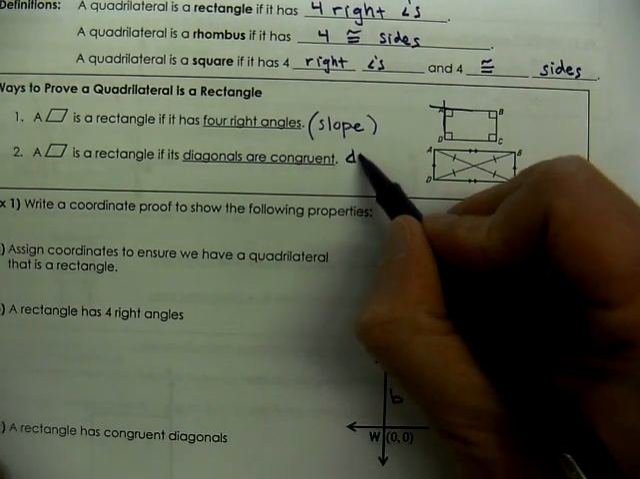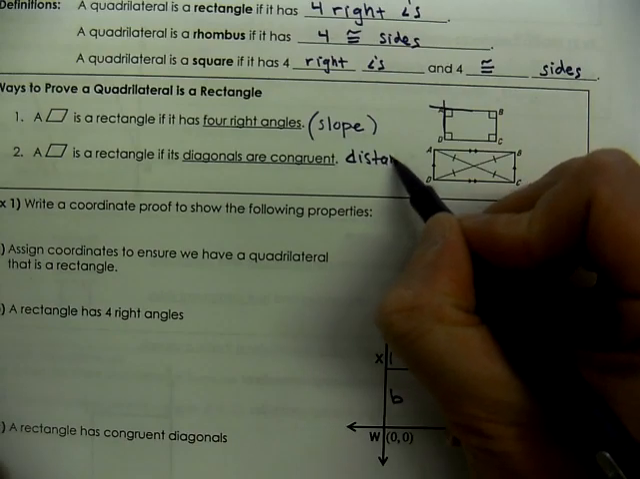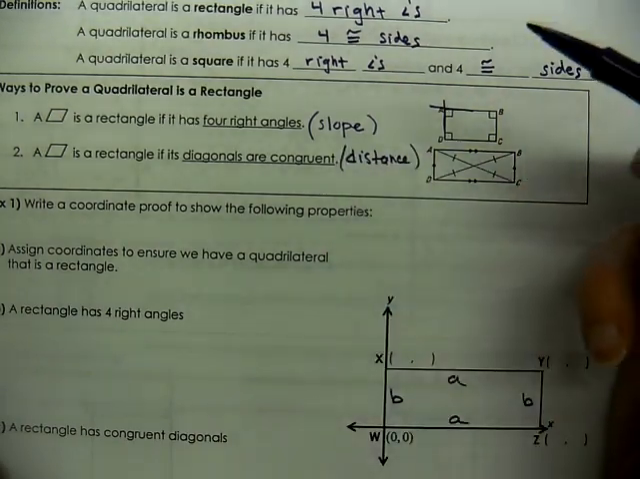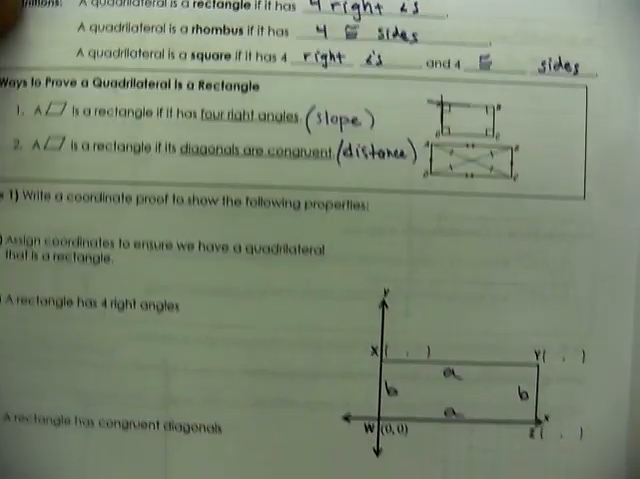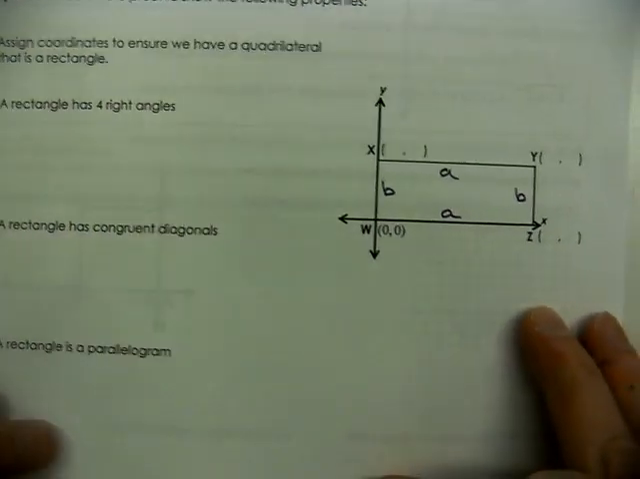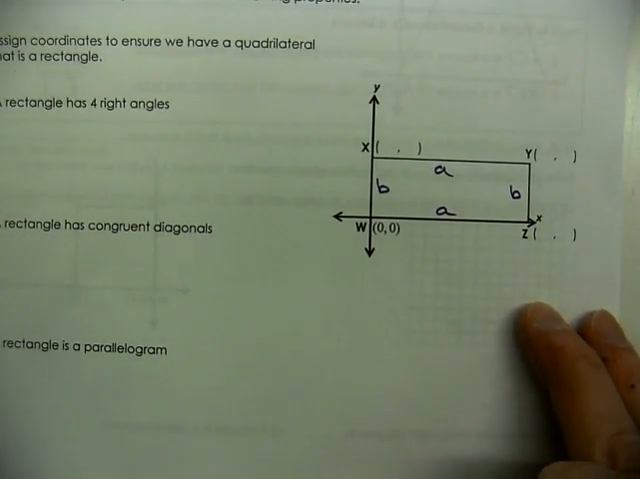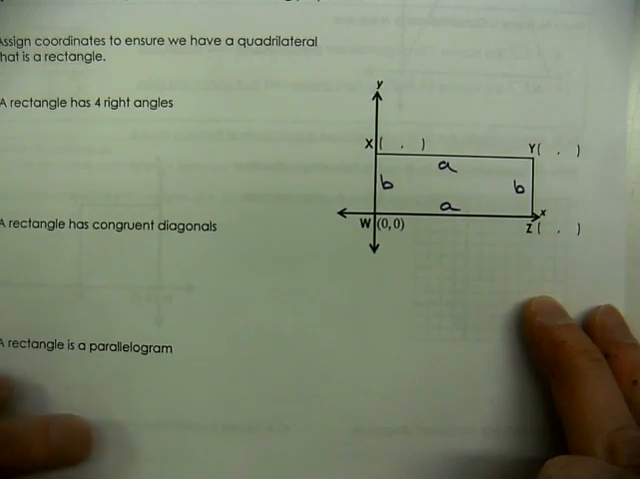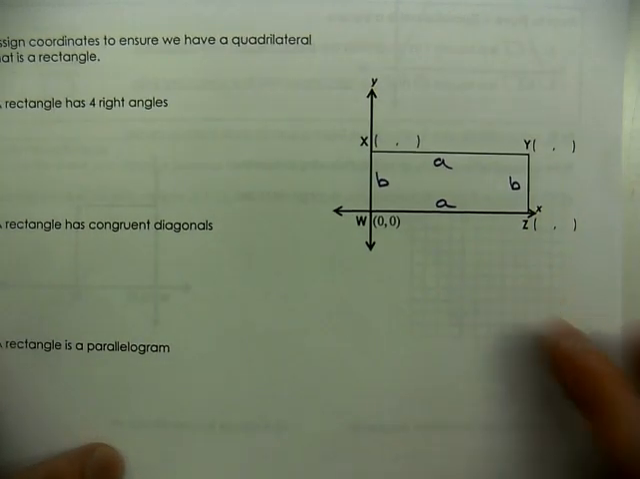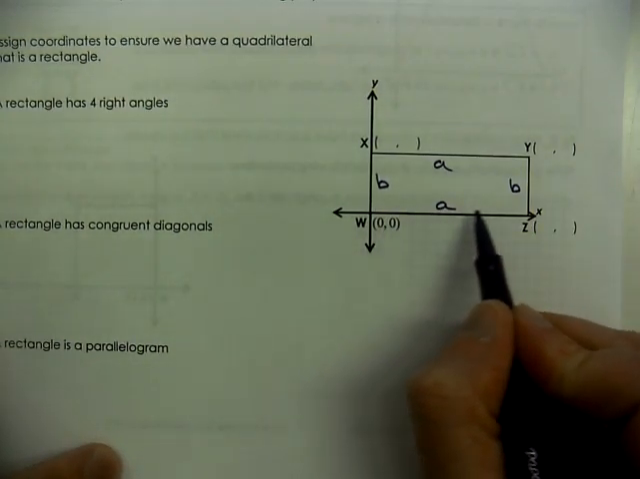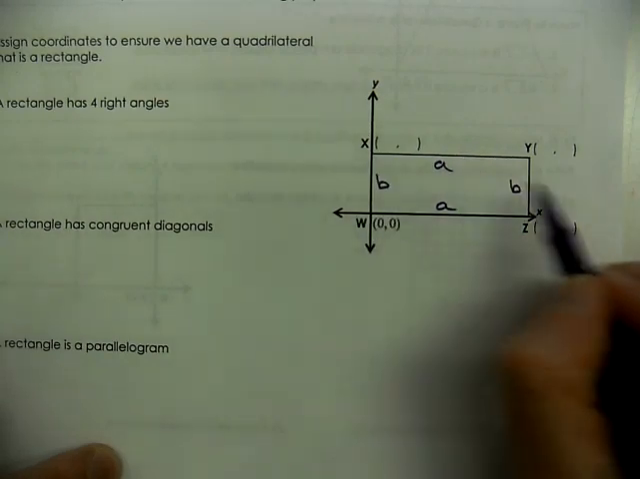That means you want distance formula. So let's start with our example down here. This is example number 1. We're going to write a coordinate proof for some of these properties that we see here in the rectangle. And let's call this a bottom of length A and a height of length B.